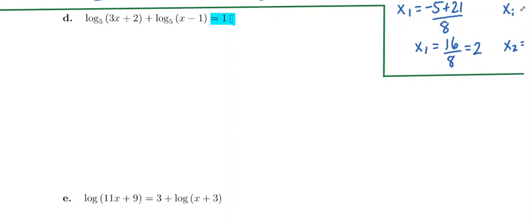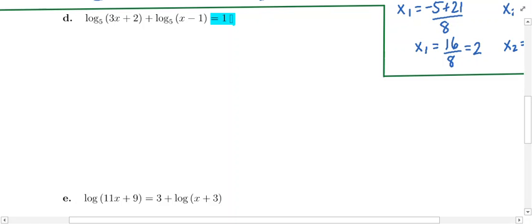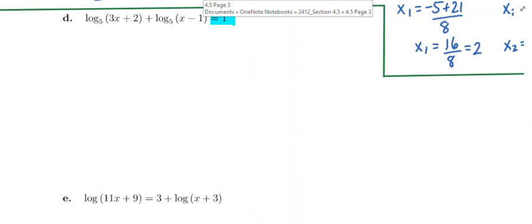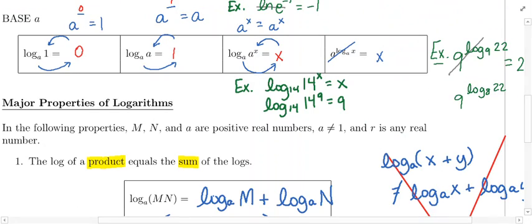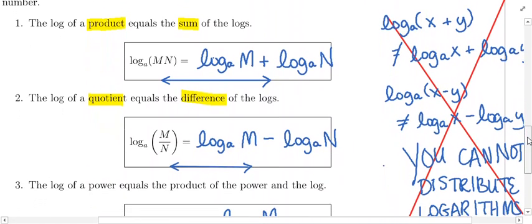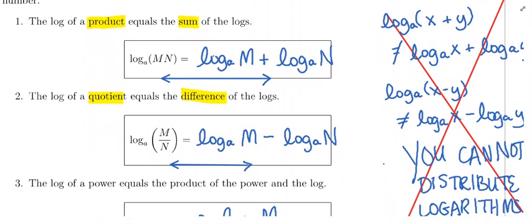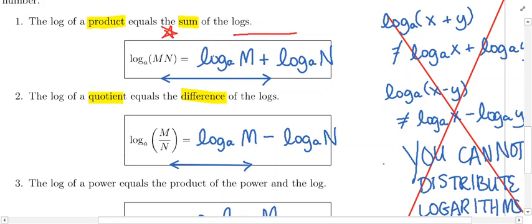The good news is that since they have the same base and we're adding them together, we can condense them into one base 5 logarithm according to the three major properties of logarithms. So if we go back to the bottom of page 3, what we have in our situation is we're adding two logarithms and we want to convert them into one logarithm. So we're going to use this first property, where we're adding two logarithms, and we're going to apply this property in this direction. Addition will turn into multiplication.